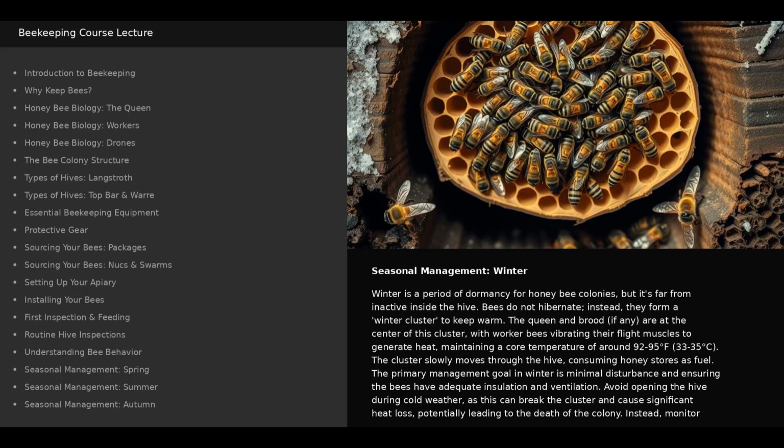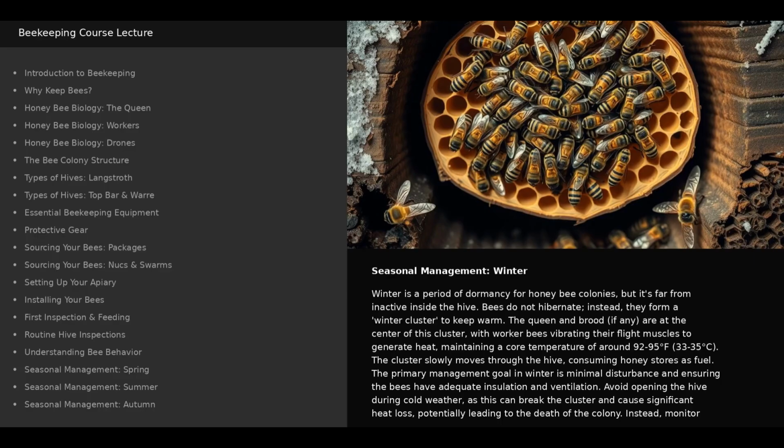Seasonal management. Winter. Winter is a period of dormancy for honeybee colonies, but it's far from inactive inside the hive. Bees do not hibernate. Instead, they form a winter cluster to keep warm. The queen and brood, if any, are at the center of this cluster, with worker bees vibrating their flight muscles to generate heat, maintaining a core temperature of around 92 to 95 degrees Fahrenheit, 33 to 35 degrees Celsius.